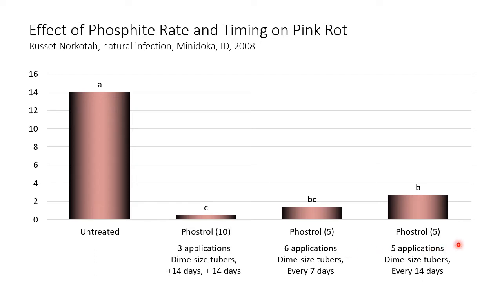We also tried a 5 pint per acre rate on a 2-week schedule instead of a 7-day schedule. And this was initiated when tubers were dime size. And what happened was, by the time we got to that 6th application, basically the potato crop was done with the Norkotahs. They were dead vines, and so we weren't able to make that final application. Now, whether that was the issue or whether the fact that we were applying the phosphorous later in the season, regardless, it did not give us the same level of protection as what we got with 10 pints per acre 3 times. But it was still effective.